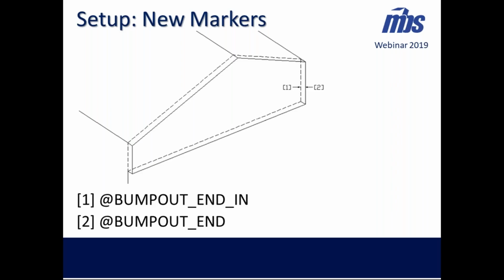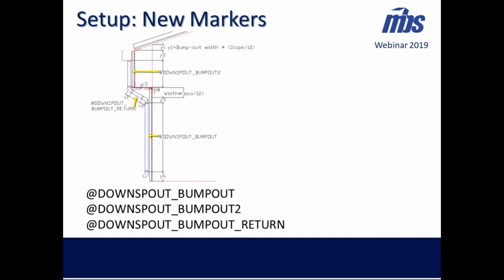Now, if the bump out were to run all the way to the building length or width, you would use a normal corner out marker. This is only for the case when the bump out is going to stop short of the building width or length. This is the case we talked about with the return with the bump outs. Due to that, we have calculations very similar to what you've seen before with the canopy return.